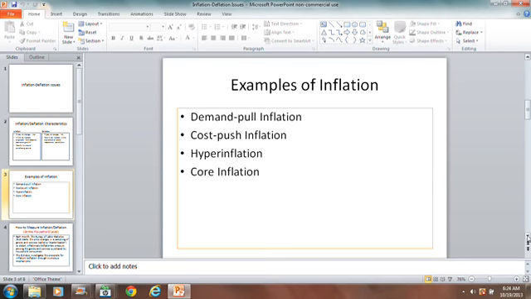So cost push inflation is where you have an increase in cost of resources throughout the entire economy, and that pushes supply curves in respective markets to the left. Prices in those markets rise, and the average rise in prices leads to cost push inflation. So demand pull is coming from the demand side, cost push is coming from the supply side.